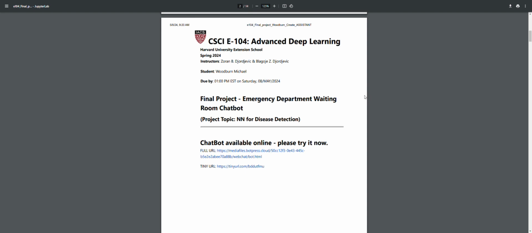So the actual topic given to me was neural network for disease detection, and the app I've created is a chatbot that is specifically designed to be used by patients who are in the waiting room of the emergency department to help them organise their medical history and help them get information down, which can then be used by the medical treating team when they're seen.